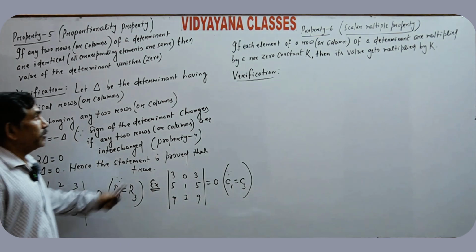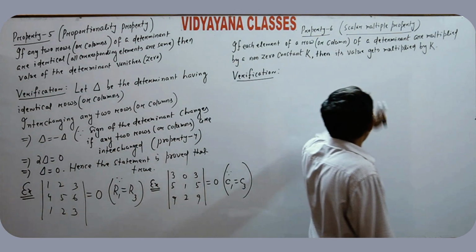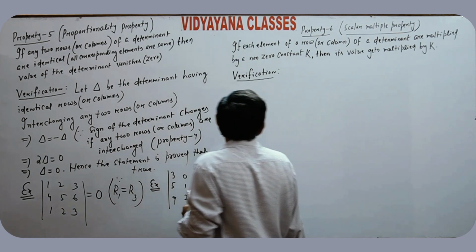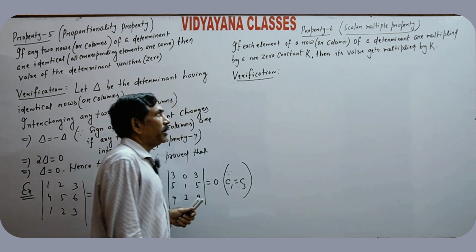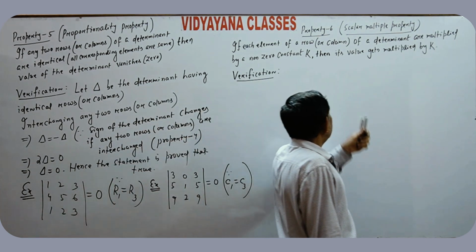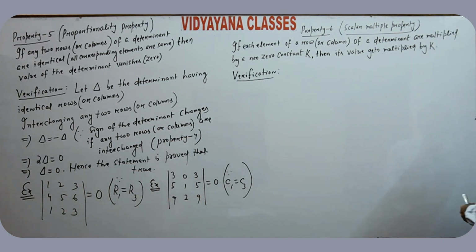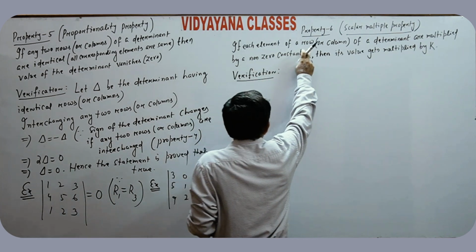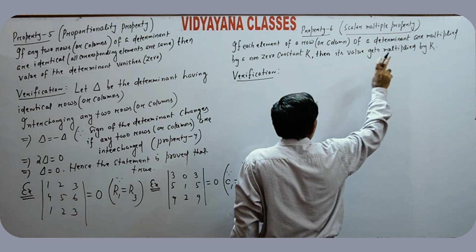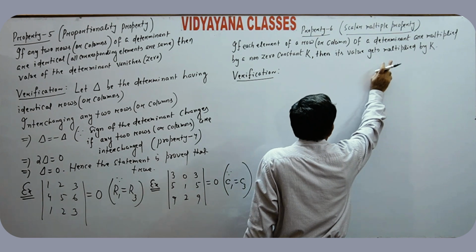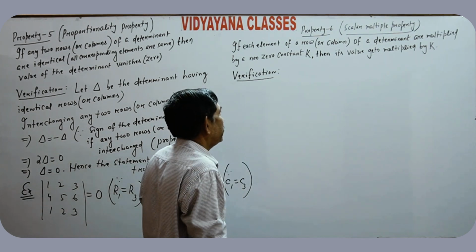Okay. Next, property number 6, which is called the scalar multiple property. If each element of a row or column of a determinant is multiplied by a non-zero constant k, then its value gets multiplied by k.